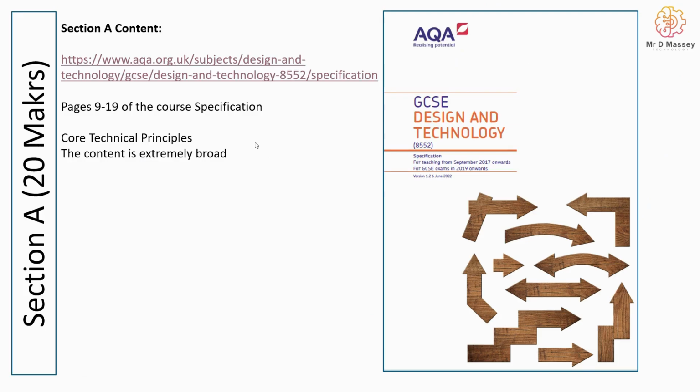So section A is really broad, covers lots and lots of stuff. But if we want to revise for it and create a checklist or anything like that, we can go to pages 9 to 19 of the course specification. Specifications available on AQA's website. So we'll follow the link here.